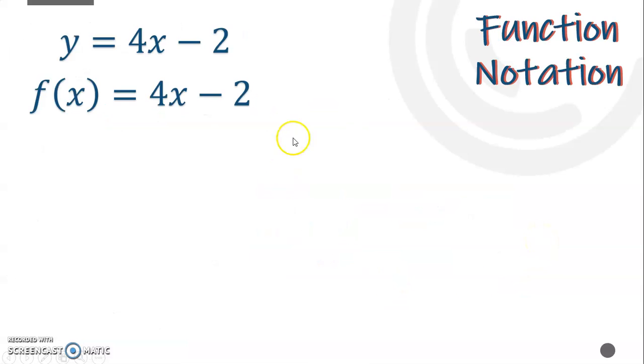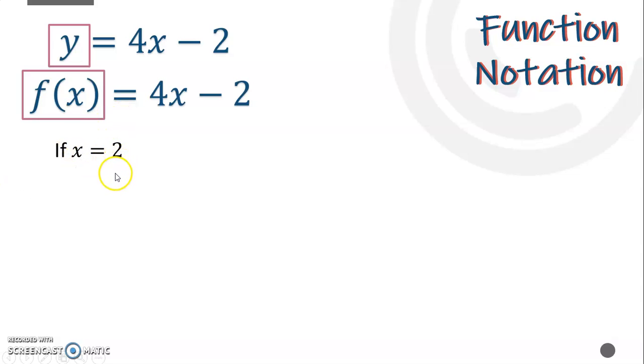So let's look at this example. We have y equals 4x minus 2, but we also have f of x equals 4x minus 2. And f of x equals 4x minus 2 is just the same, as I told you before, as if you have the y, because here what you change is the y. Now, let's see here. If they tell you, find the value of fx if x equals 2.